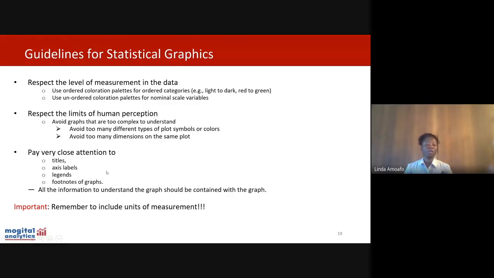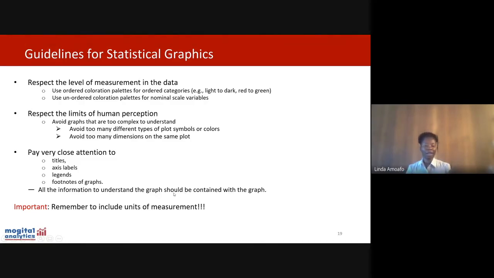And then you should pay very close attention to titles, axes, labels, legends, and footnotes of the graph. Like I said with the table, even with the graph you should be able to contain all the information in your graph. They don't have to scroll back into your manuscript to get what is happening in your graph. So all of the information that you need to understand the graph should be contained on the graph itself.